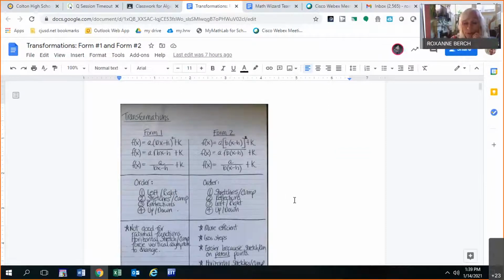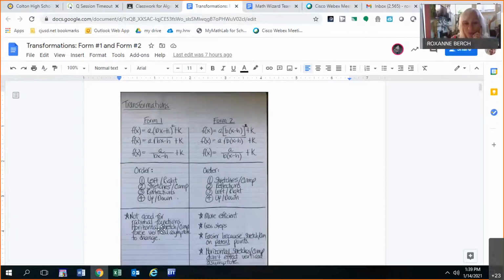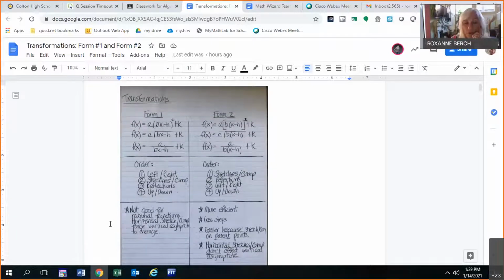Now notice what I wrote here. I said form 1 is not good for rational functions. Horizontal stretches or compressions force vertical asymptotes to change. So let me just show you.